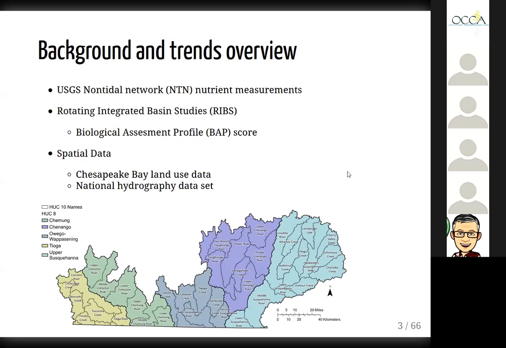All right, so this is a little bit of background about the sources of data that we looked at. The USGS non-tidal network is used by the Chesapeake Bay program to assess our progress for our total maximum daily load, or TMDL, targets for New York. The Rotating Integrated Basin Studies is a DEC program that looks at the Biological Assessment Profile, or BAP score. And we're going to look at the spatial data from the Chesapeake Bay Land Use Dataset and the National Hydrography Dataset. And below on the map, it shows the HUC 8 watersheds in the different colors. And then nested within those are the HUC 10s, and they are all named.